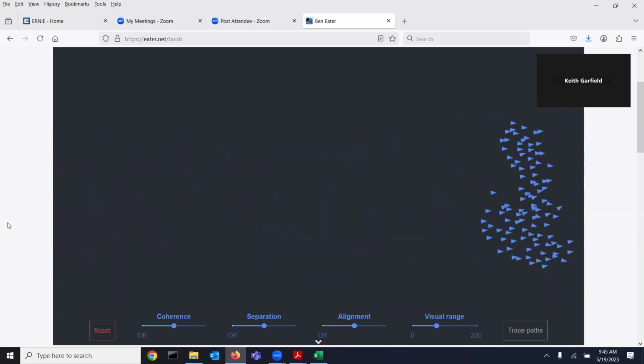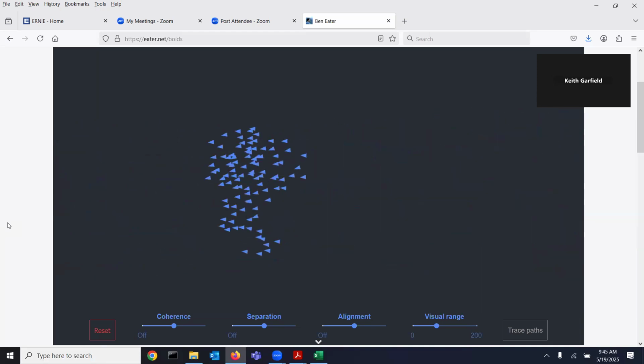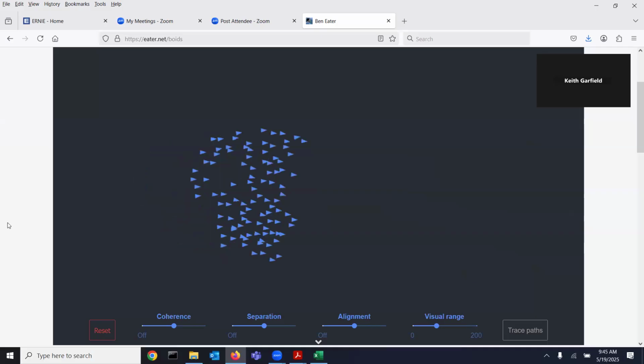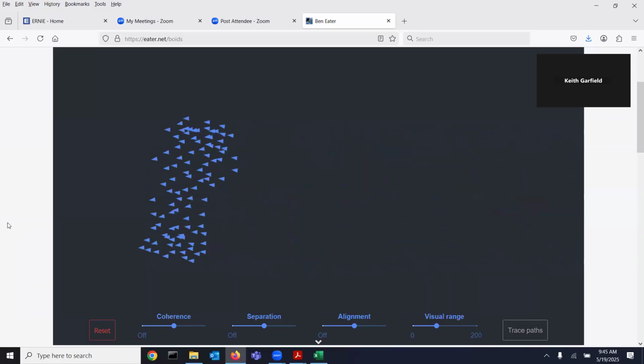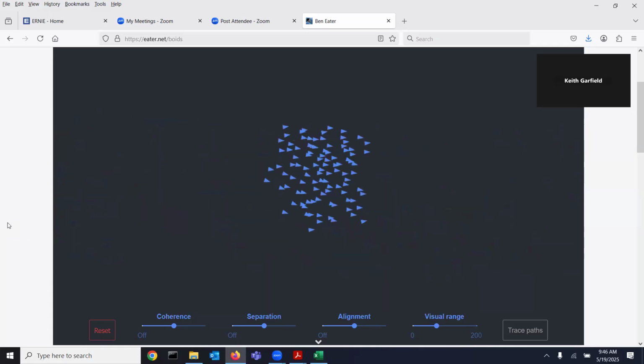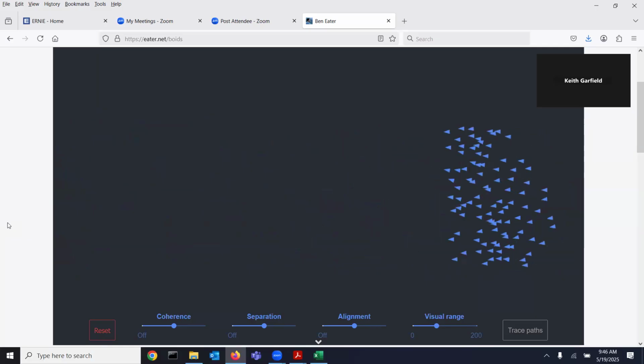Now, they didn't do it because anybody's in charge. There's no king or queen in there telling everybody what to do. They're doing this just based on interaction. It's all agent-based interaction. And there's three basic rules. This one's put in a fourth rule. So there's three rules: coherence, separation, alignment, and then visual range.